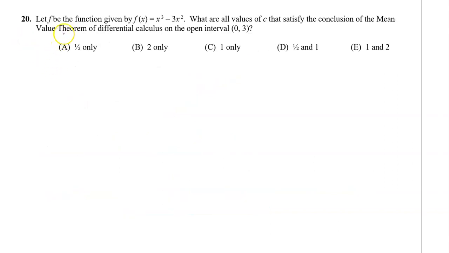Number 20. Let f be the function given by f of x equals x to the third power minus 3x squared. What are all values of c that satisfy the conclusion of the mean value theorem of differential calculus on the open interval from 0 to 3? Notice this just says the mean value theorem, not the mean value theorem for integrals. So the mean value theorem says that f prime at c will equal f at 3 minus f at 0 divided by 3 minus 0 for some value of c.